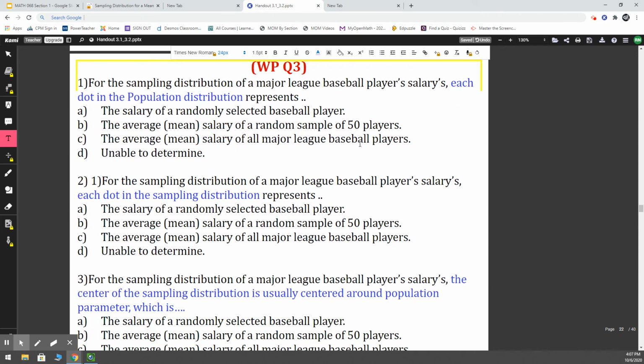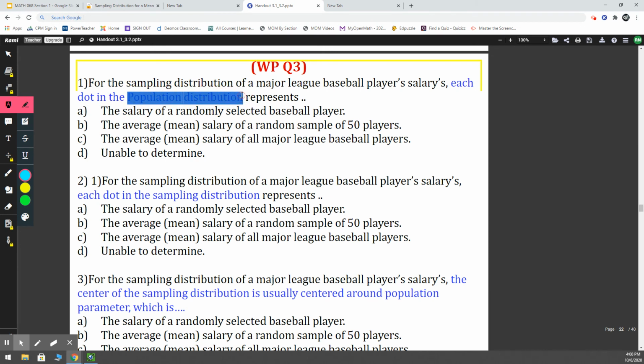Wiley question number 3, I'll help you out with. It says, for the sampling distribution of Major League Baseball players' salaries, each dot in the population distribution. Okay, now remember the population distribution value comes from all those players. And the correct response would be that this is the salary of a randomly selected baseball player. Okay, because it says each dot, so each dot stands for a salary of a baseball player.